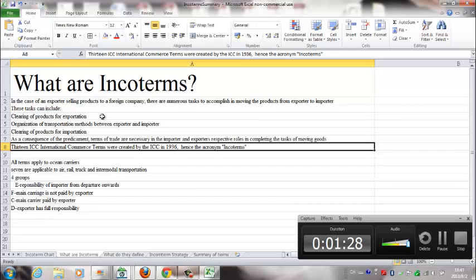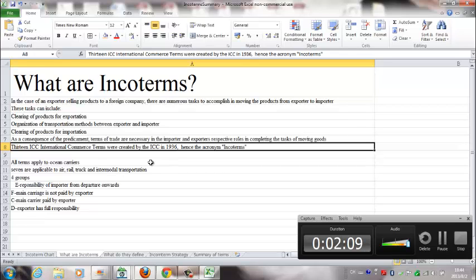So as you can see, these tasks can be pretty complicated. So we use Incoterms to sort of define who is responsible for each of these tasks. As a consequence of this predicament, terms of trade are necessary in the importer and exporter's respective roles in completing the task of moving goods. So, in 1936, the International Chamber of Commerce created the 13 international commerce terms, and hence the acronym Incoterms.